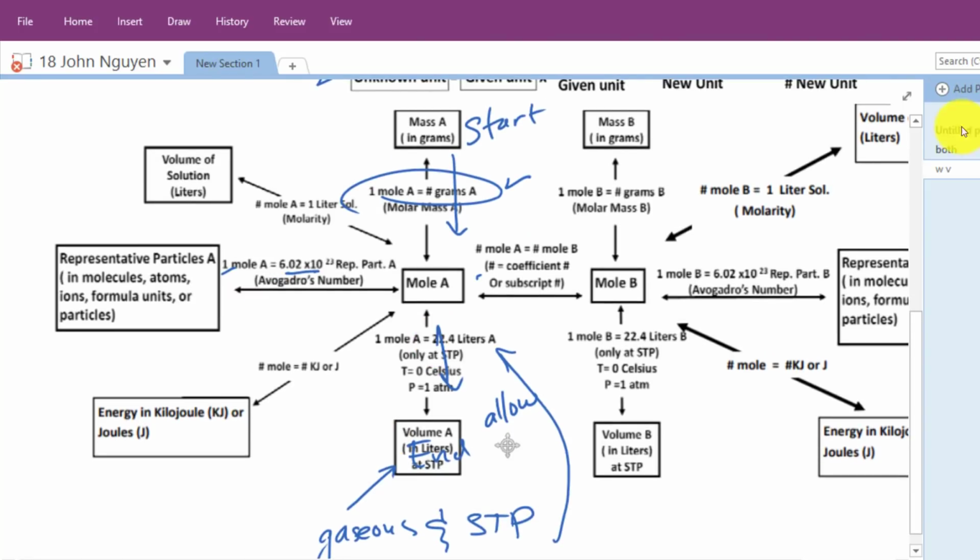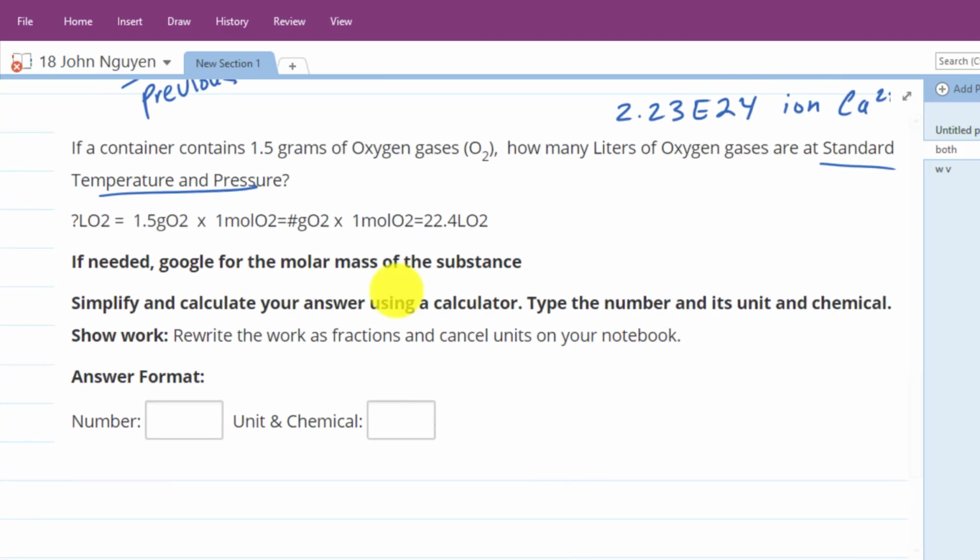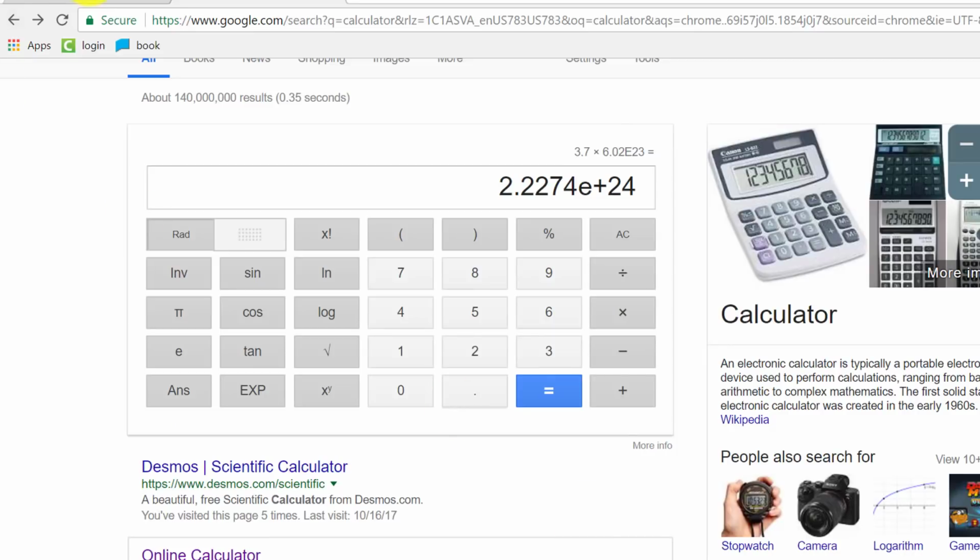So let's go back to the problem. Now the flow chart is already set up for you. And of course we have a given right here, times the first conversion factor. And this is our second conversion factor. And this is where the molar mass is going to be. And in this case, what is the molar mass of, what's the chemical in this case? Oxygen.